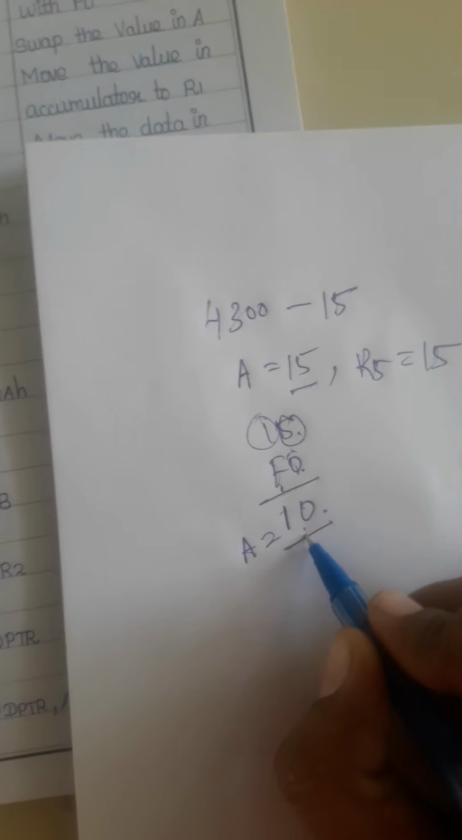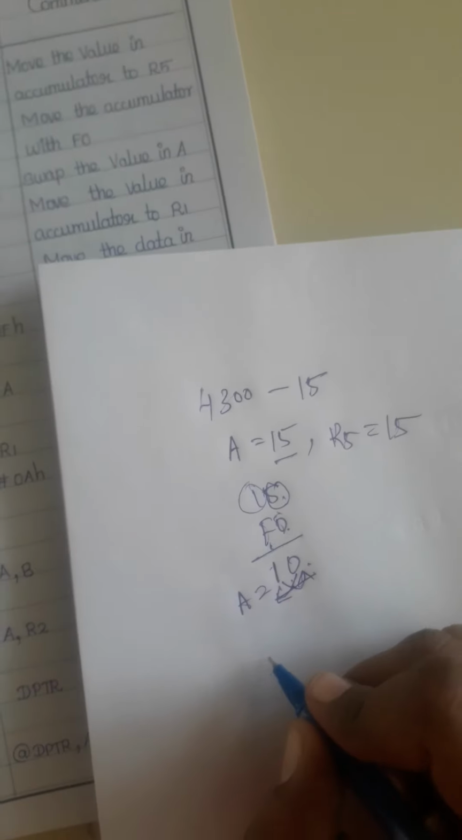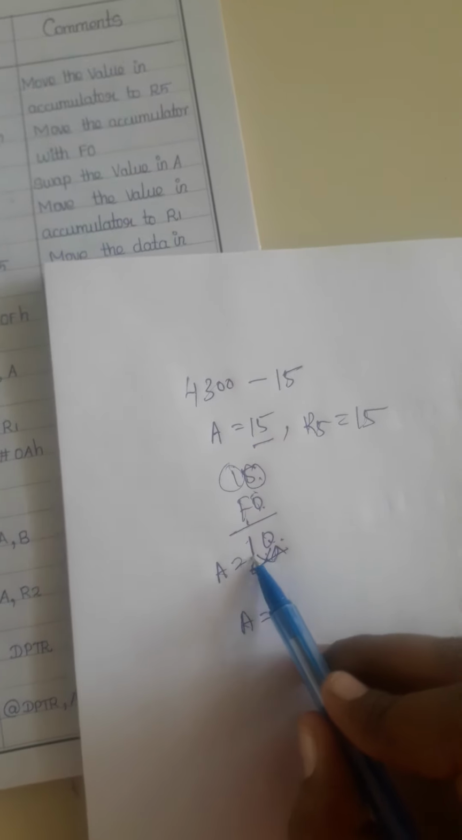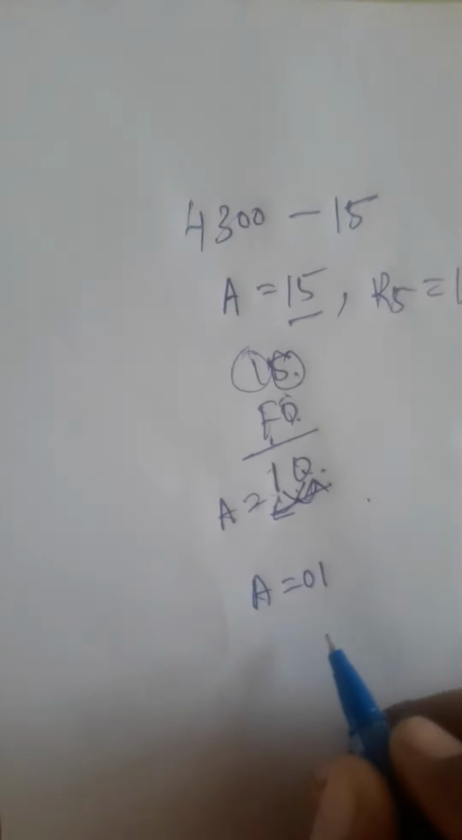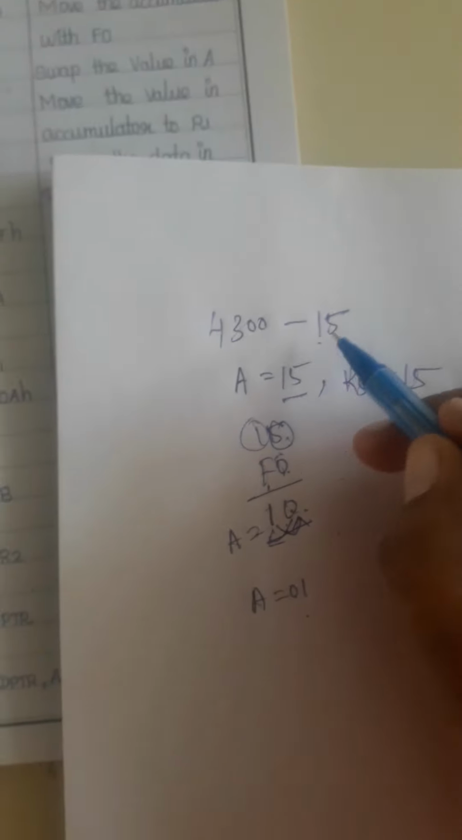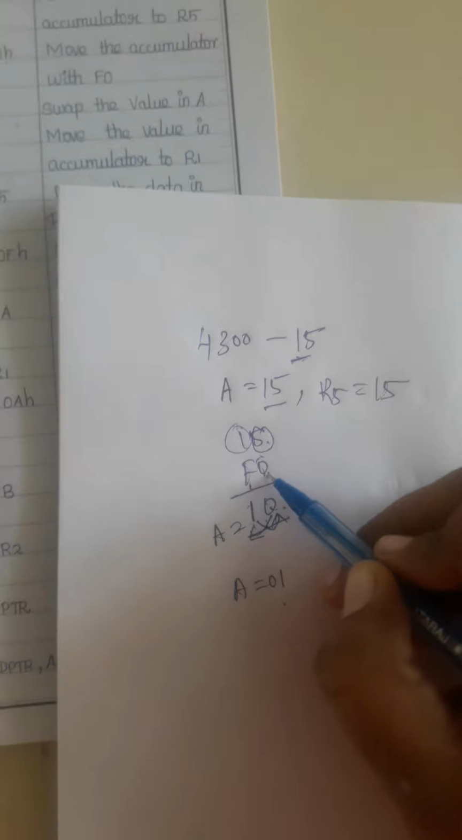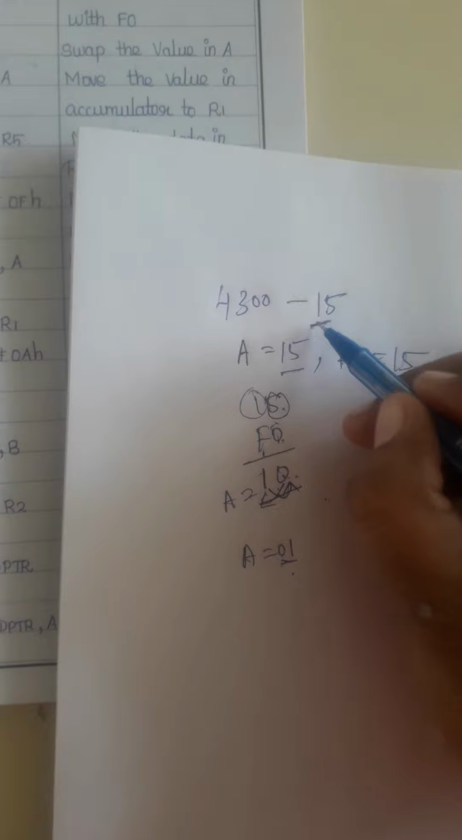Now the accumulator contains 10, then we swap. Swapping means this digit comes here and this digit comes here. Now the accumulator contains 01. Swapping means the lower nibble becomes the higher nibble, and the higher nibble becomes the lower nibble. So by ANDing F0 with the accumulator data, that is the input BCD data, and then swapping, we get this digit alone, 01.